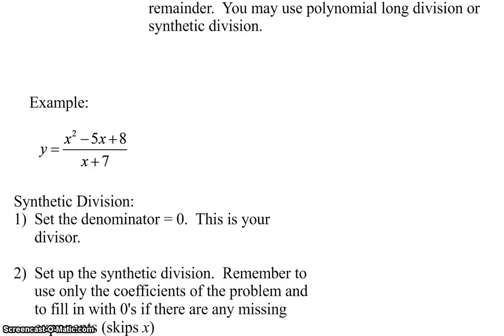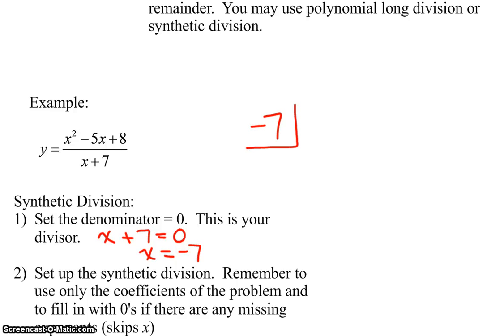First, we need to decide what to put on the outside, and to do this, we set the denominator equal to 0, and this is going to be our divisor. So we start with x plus 7 equals 0, and get x equals negative 7. So when we set up our synthetic division, we put a negative 7 on the outside of our division.